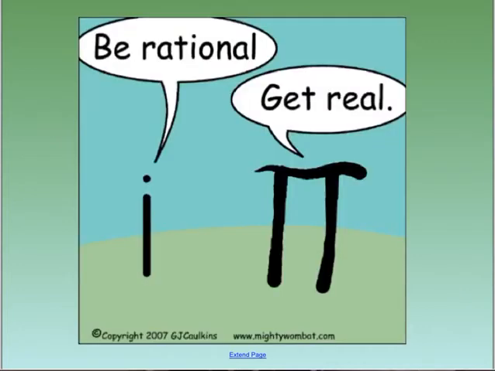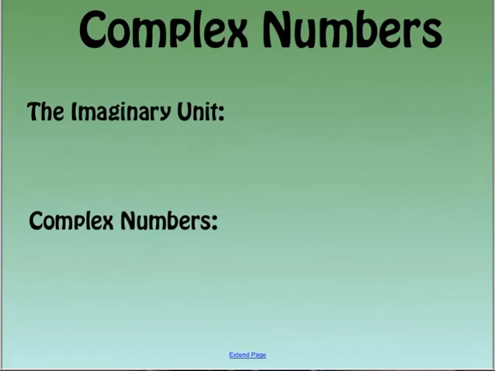So to begin with is just a little comic strip that you might have seen before. It's i saying to pi to be rational, and it's pi telling i to get real. The reason it's telling it to get real is because i is what we call the imaginary unit.